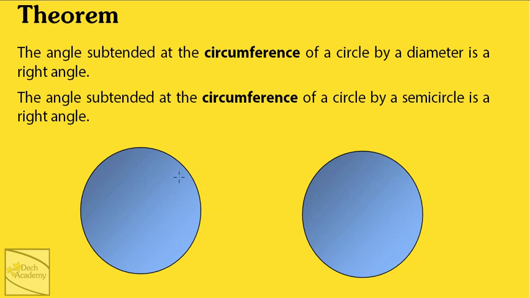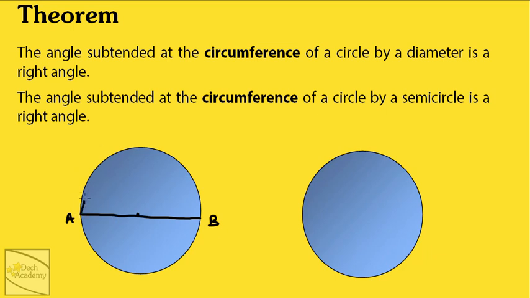Here we have another important theorem, and it says that the angle subtended at the circumference of a circle by a diameter is a right angle. So a diameter is essentially a chord that passes through the center of a circle. So this is the diameter of the circle. This diameter can subtend an angle at any point on the circumference of the circle.